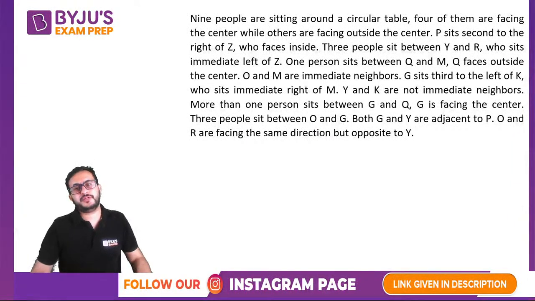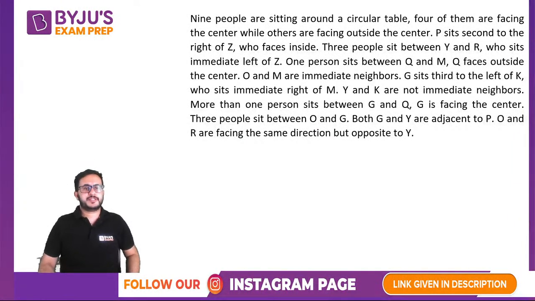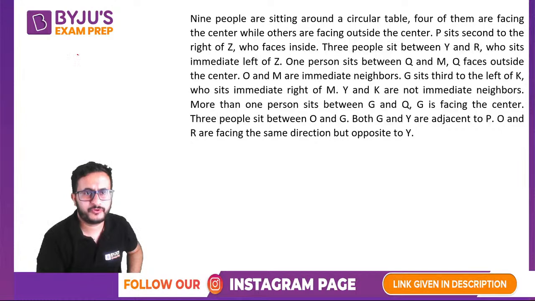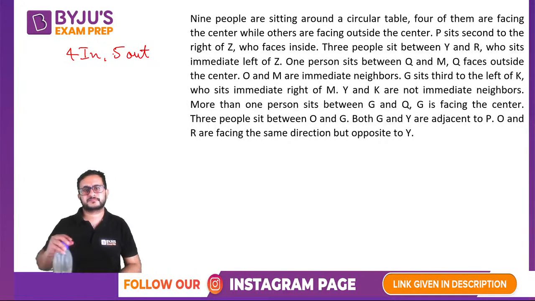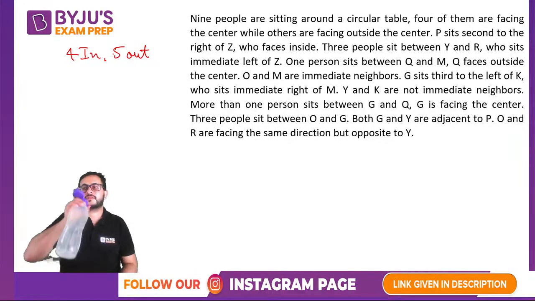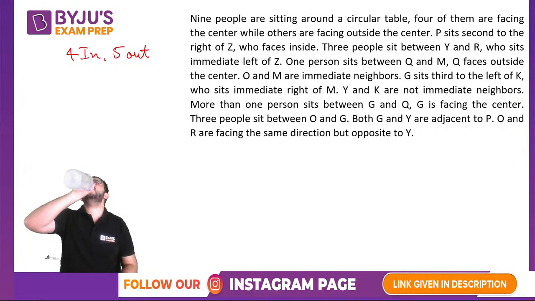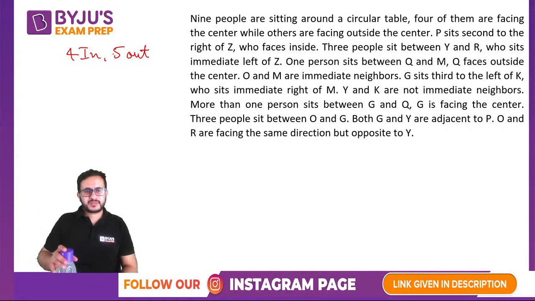Okay, let's do one more puzzle. Now this is based on circular arrangement, right? It says that there are 9 people sitting around a circular table, 4 of them facing the center while others are facing outside the center. So 4 facing in and 5 are facing out. Now in circular arrangement also we must look for a fixed position.